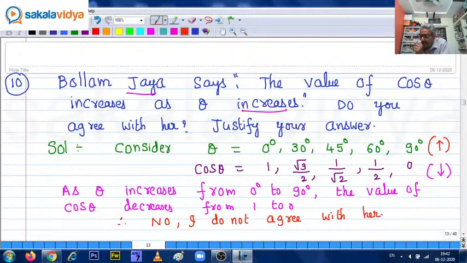I do not agree. So Jaya, that's why only I have written, see, I am considering 0 to 90 only, not 90 to 180. For 90 to 180 you are absolutely correct. You are correct. What Mr. Swami said is also correct, the same thing itself.